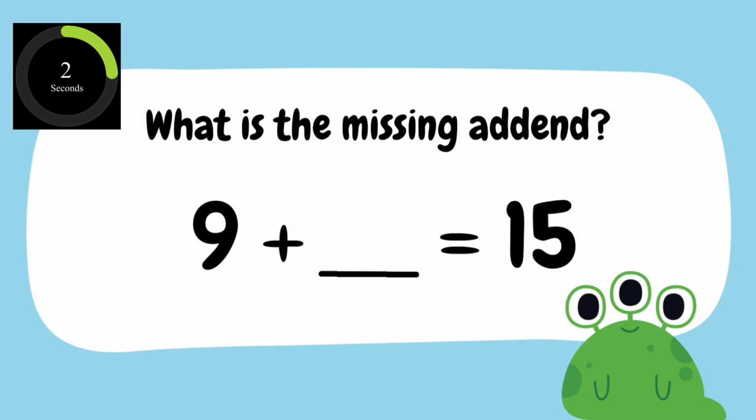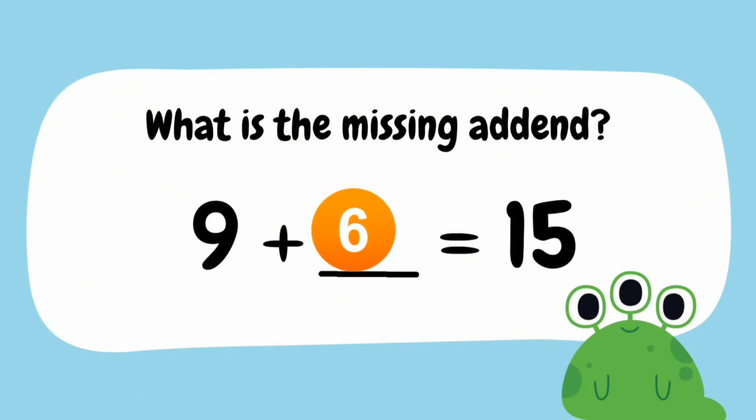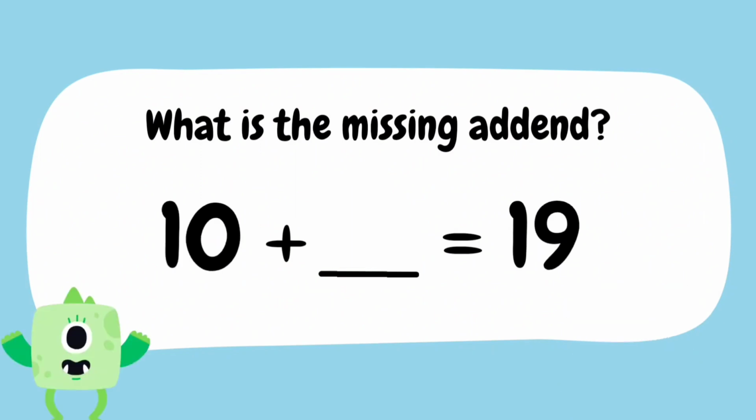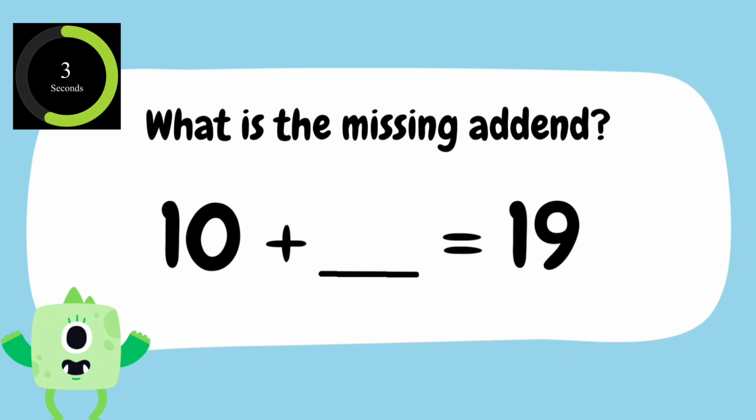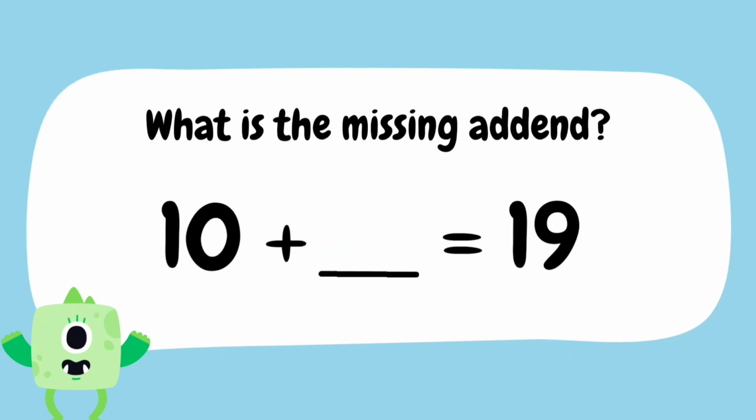Can you tell me the missing addend here? 9 plus what equals 15? The answer is 6. 9 plus 6 equals 15. Can you tell me what is the missing addend here? The answer is 9. 10 plus 9 equals 19.